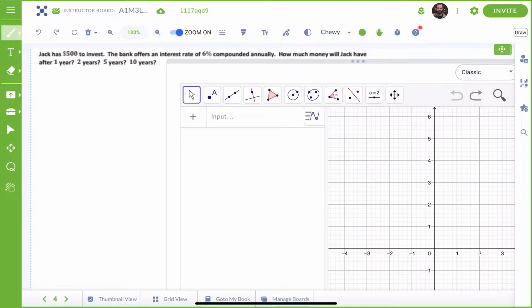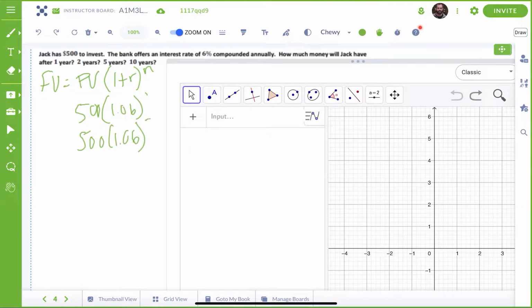Okay, so just for the sake of reminder, FV is equal to PV times (1 plus r) to the n. Okay, so each one of these is going to look like 500 times 1.06 to whatever the year is. So all we have to do then is now, actually, I don't know why I keep wanting to do 3 years because it keeps saying 5 and 10.